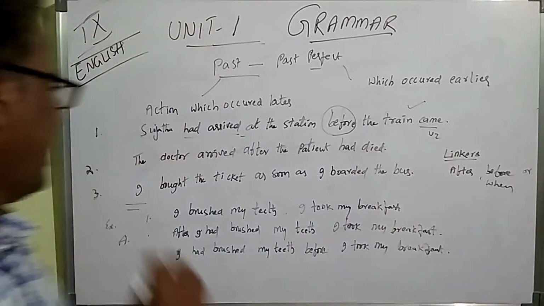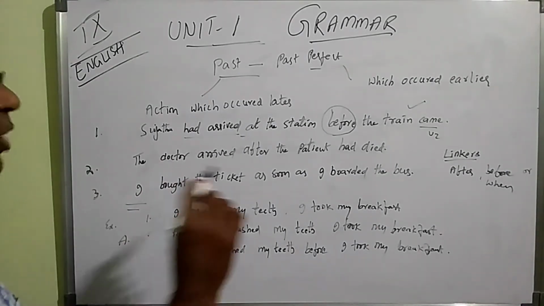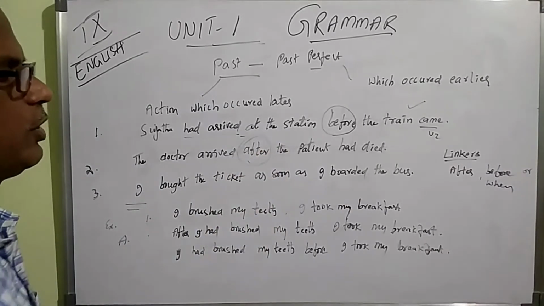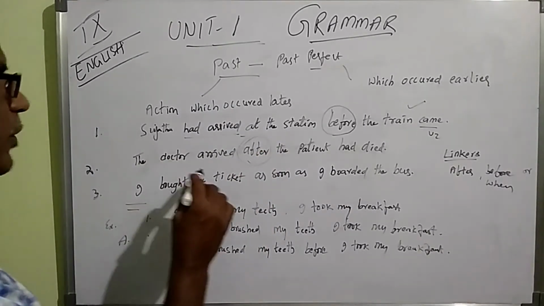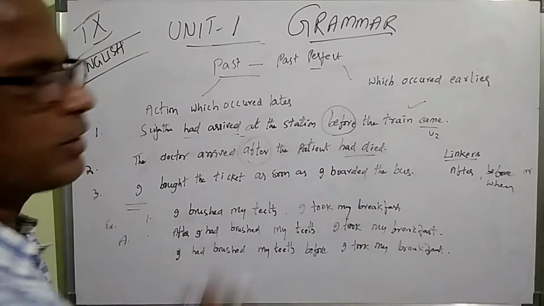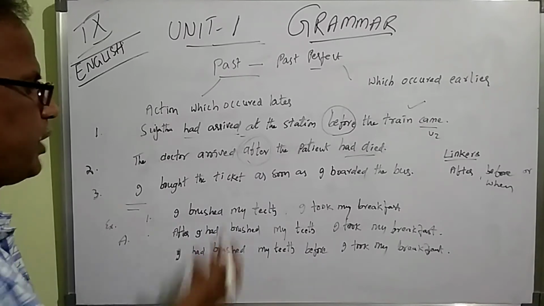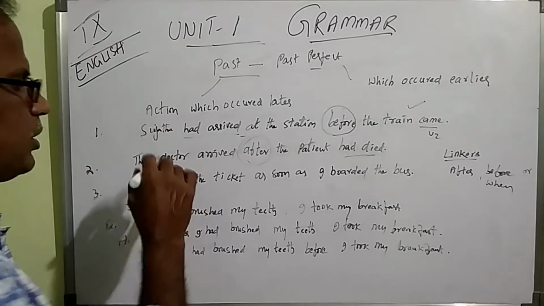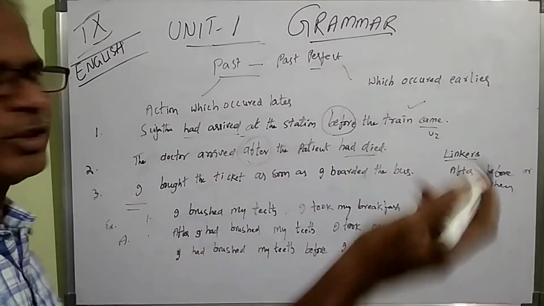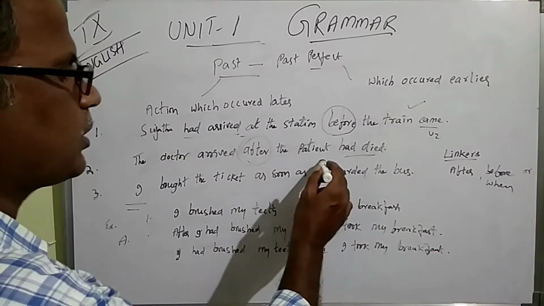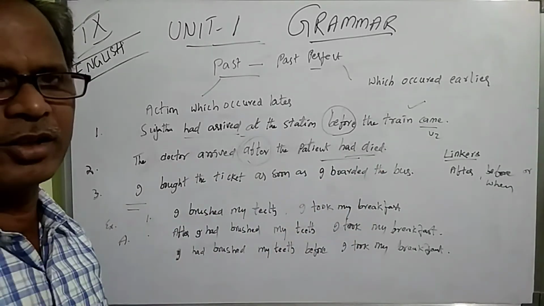Is it clear? And same like that, you see that the doctor arrived after the patient had died. In this sentence, which one happened first here? The patient had died. First action. Later, who came here? Doctor came. So the second occurred action is doctor arrived. But before the doctor arriving, what happened? The patient had died. So for this, past perfect is used, and it is linked with the linker word after.